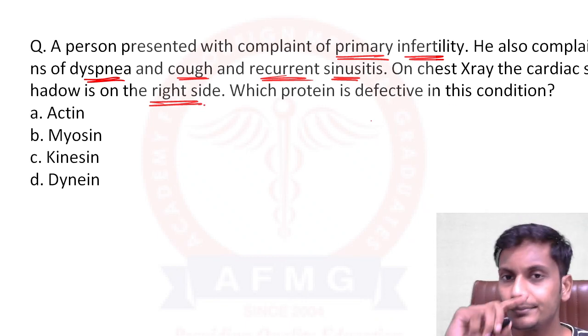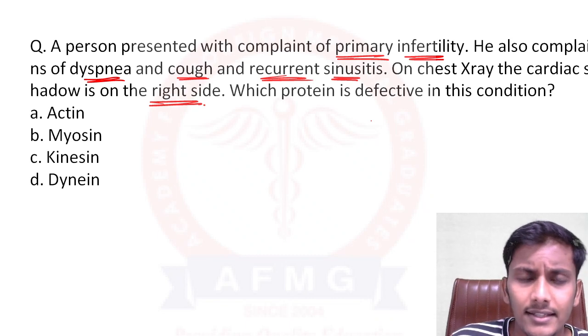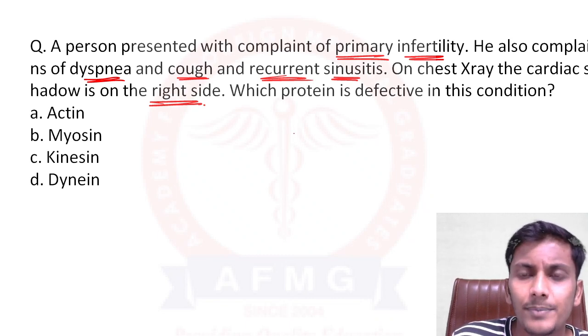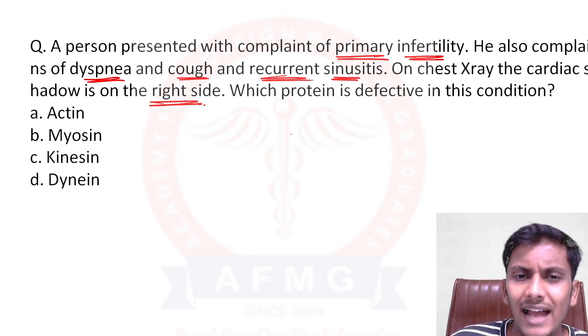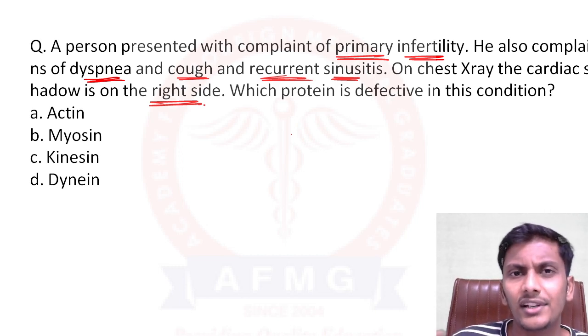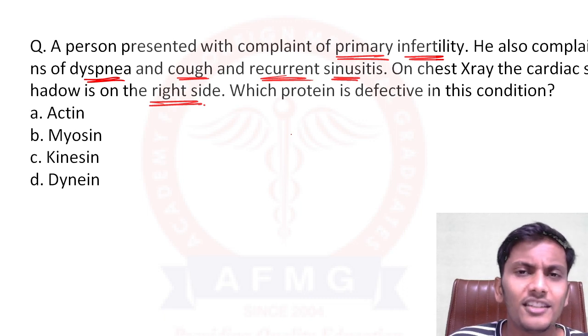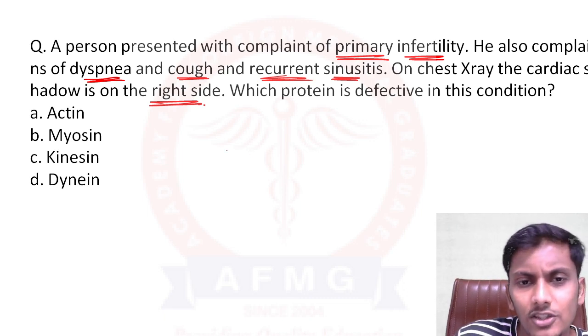So let's see what this case is likely suggestive of. First of all, there is primary infertility. He also complains of dyspnea, cough, and recurrent sinusitis. As we have seen, recurrent pulmonary infections along with dyspnea and cough are more likely suggestive of which disease?